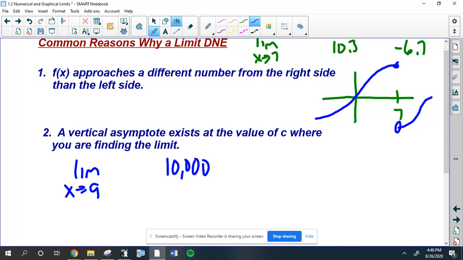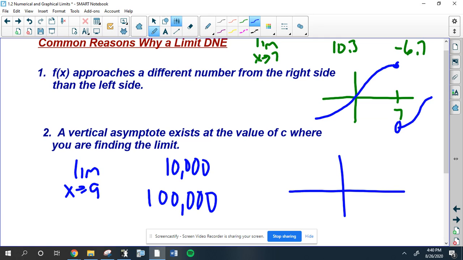So to ensure yourself numerically that it is an asymptote, if I plugged in 8.9, I got 10,000, I would try something closer like 8.99. Now, if that goes up, say that was 100,000, that indicates now that that graph is increasing without bound. So that's a vertical asymptote. The limit does not exist. And there's no need to plug in 9.01 now because you already know it doesn't exist because of an asymptote.